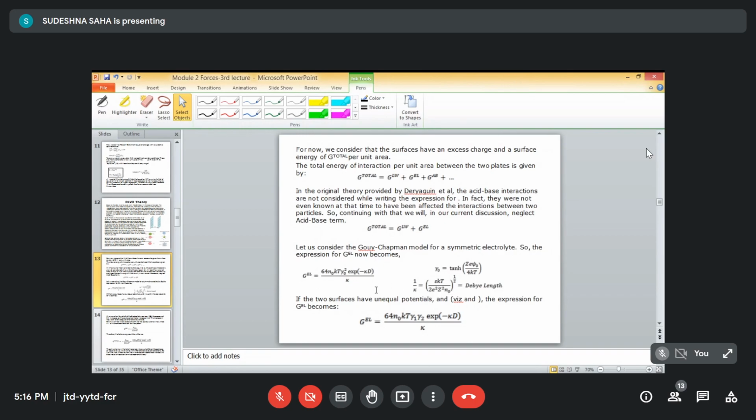Now, if the two surfaces have unequal potentials, say 1 and 2, then the expression for G EL will become, rather than gamma naught square over here, gamma 1 and gamma 2. Rather than writing in terms of the surface potential, we are writing in terms of the surface energy.